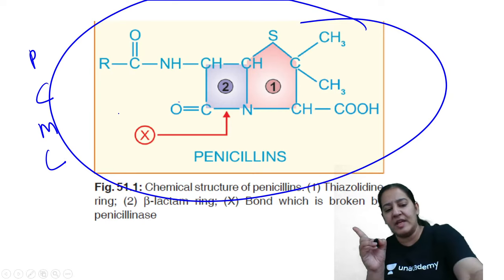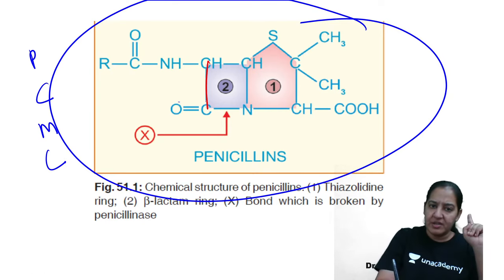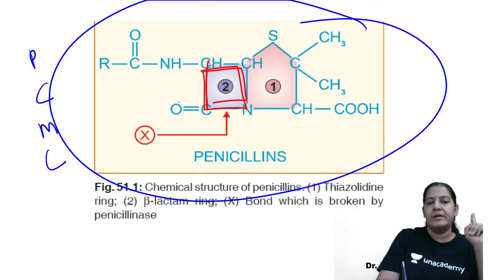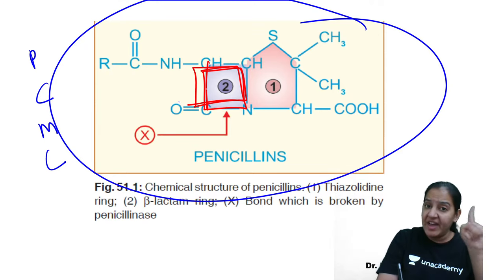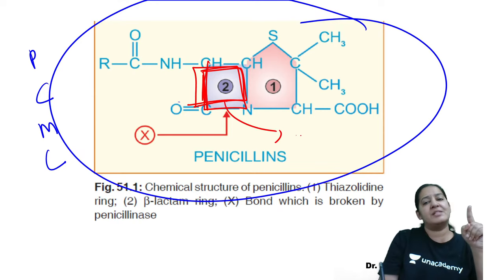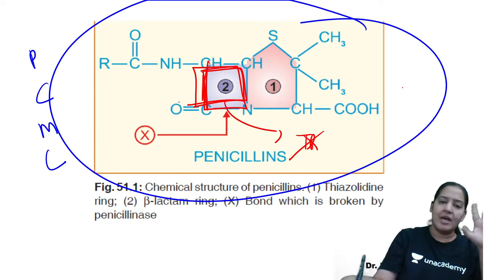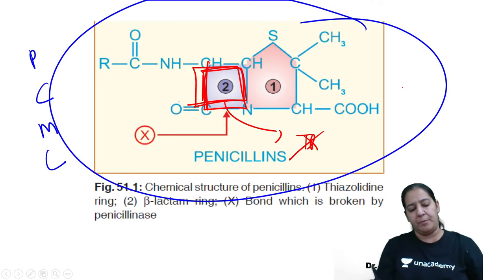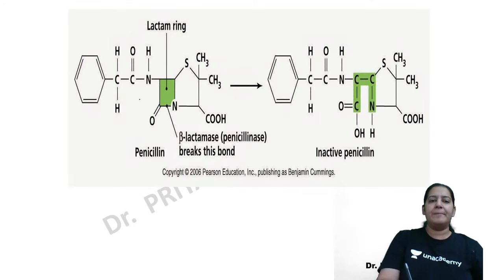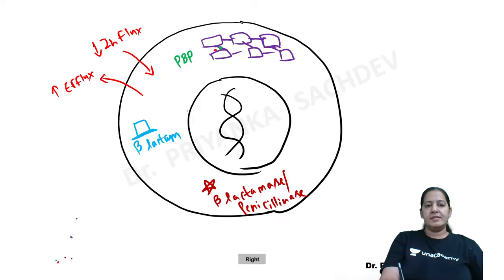All of them have one thing common. In all of their structures, there is a ring known as the beta-lactam ring. This ring is very, very necessary for showing antibacterial action. Actually, it is this ring which is inhibiting the transpeptidase enzyme. The other part is not inhibiting. So this ring is very important. You got my point? Can you see this is the ring? Right.